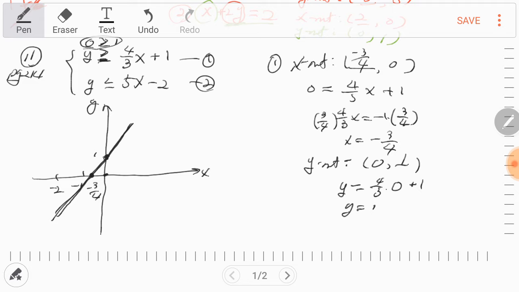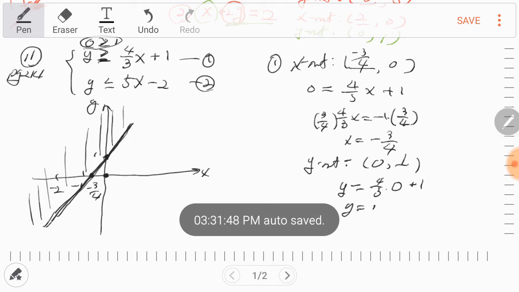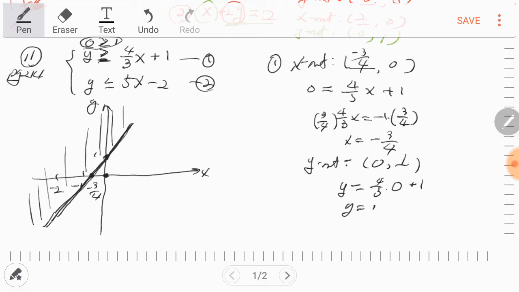That is false. So the origin is not a solution, so the other side is the solution. Okay, so this is the graph of the first inequality. Okay, let's try the second inequality.